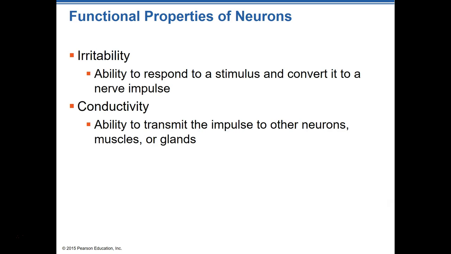Okay, so how neurons work. In order for a neuron to work properly, it needs to have some abilities. The first of which, it needs to be irritable. Who would have thought that that would be a good thing to be? But for a nerve, it's a very good thing to be. It's that ability to respond to something and convert it into a nerve impulse. So it receives a signal and converts it into a nerve impulse that it can pass on. But in order to pass that on, it needs to be conductive. It needs to be able to transmit the impulse to other neurons, muscles, glands, whatever, interneurons and that kind of stuff. So it needs to be irritable and conductive.